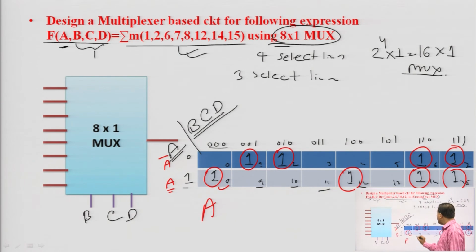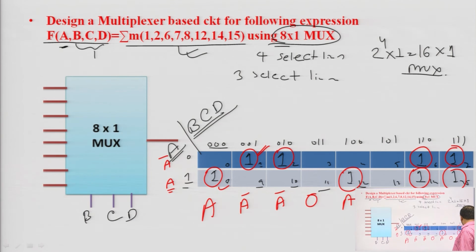Now, here it will be A bar, because we have 1 in the row of A bar. Here also it will be A bar. Now, no ones are there, which means it will be 0. Now, here again it will be A; again here there is nothing, no ones, so this will be 0. And in this column both rows have 1. So, 1 for A and 1 for A bar. We know A plus A bar is 1.